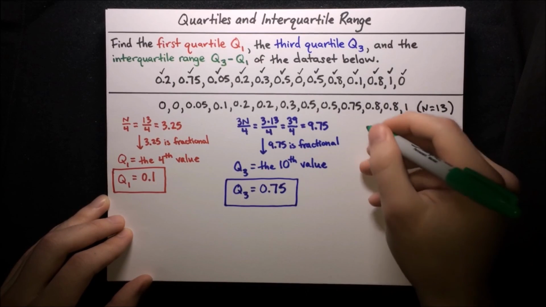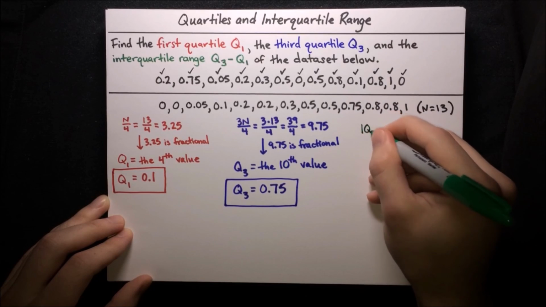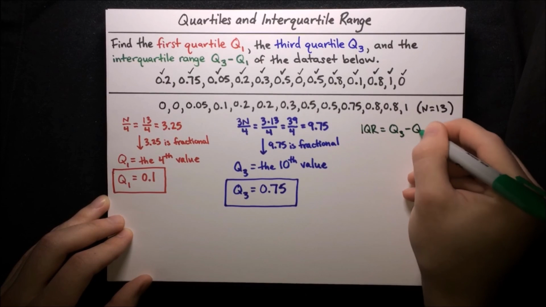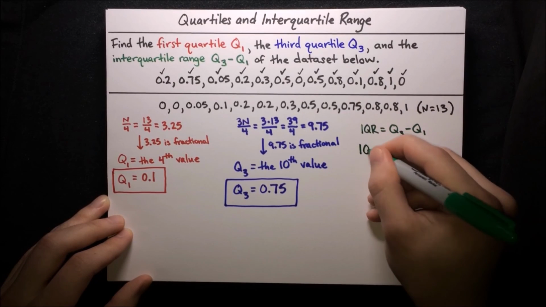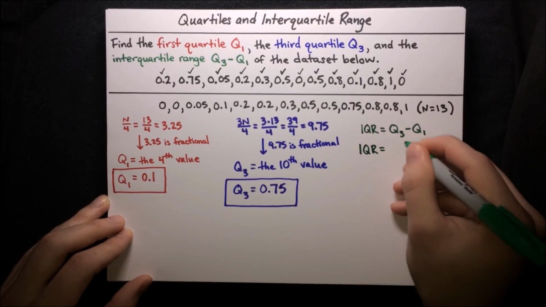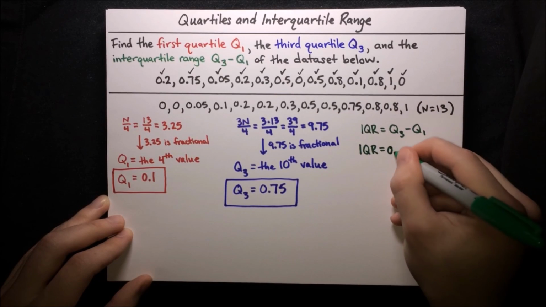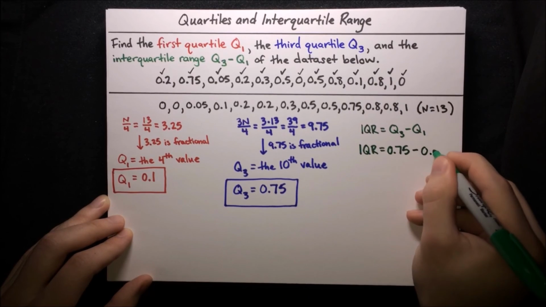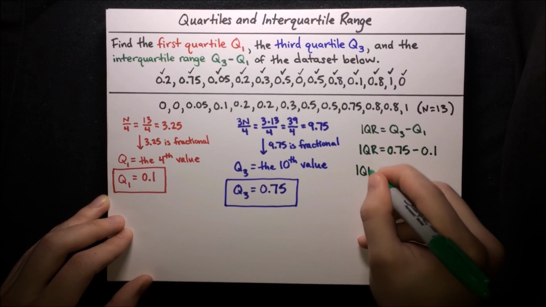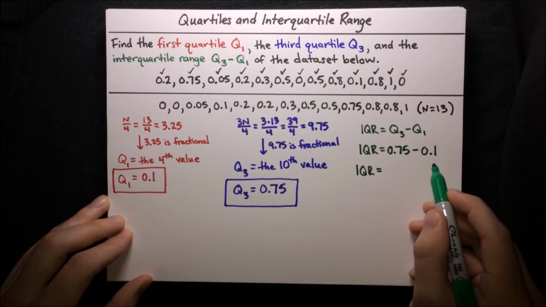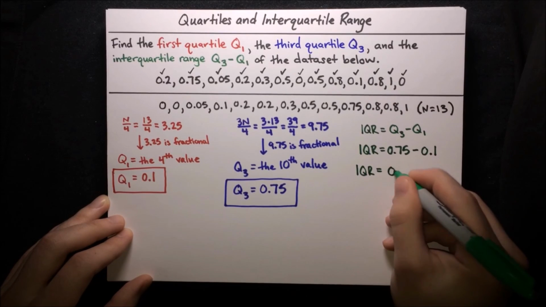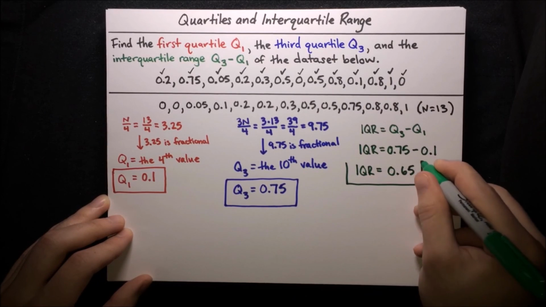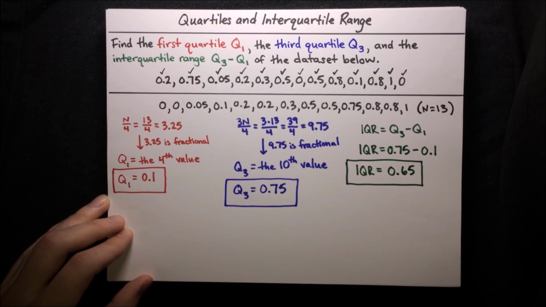And now how about the interquartile range? Interquartile range is Q3 minus Q1. So just substituting in the values. Q3 is 0.75. Q1 is 0.1. So the interquartile range is equal to 0.75 minus 0.1, which is just 0.65. So there we go. There's our interquartile range.